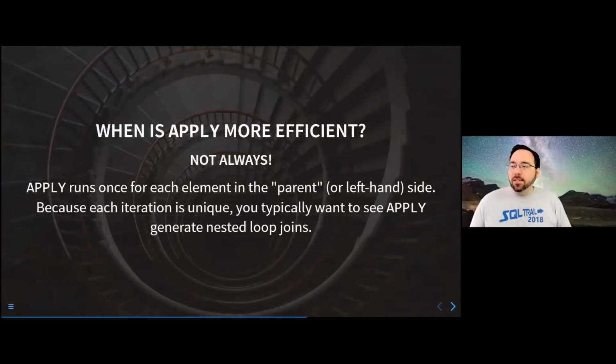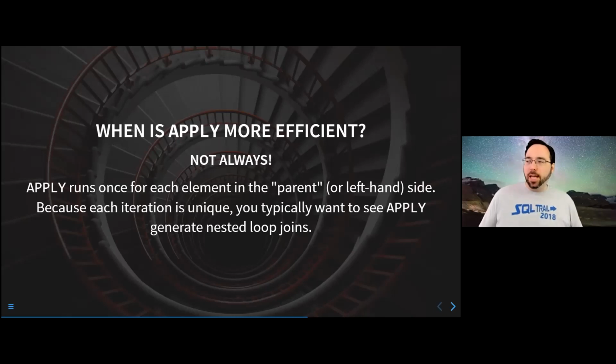So let me summarize and talk about when is the apply operator more efficient? And the answer is not always. I picked out these cases because these are instances of when the apply operator can perform better. Apply will run one time for each element in that parent or that left-hand side. And because each iteration is unique, apply will almost always generate a nested loop join.